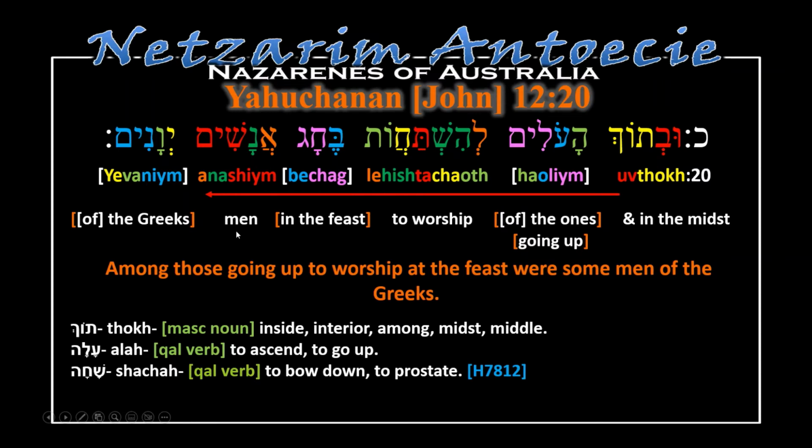anashim, men, yevanim, and it means the Greeks, right? So men of the Greeks. So even in the feast that came to worship were men of the Greeks, in other words, the Greek men. Among those going up to worship at the feast were some men of the Greeks. And then I've also included tok here, meaning a masculine noun for inside, interior, among, midst, middle. And then alah is a kal verb to ascend, to go up. Right.